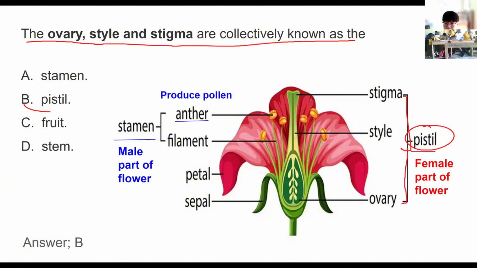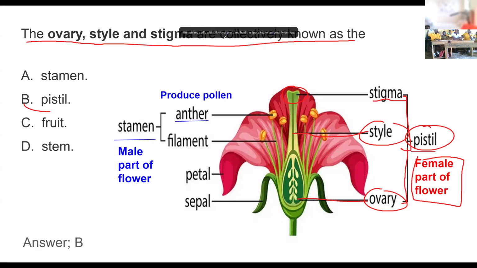The stigma, which is this part at the very top, the style, just the stem in the middle, and then the ovary down at the bottom here. And this part is the female part of the flower. And the pollen is usually absorbed in and sticks to the stigma here. So that's why the answer is B. The pistil includes all these three parts.